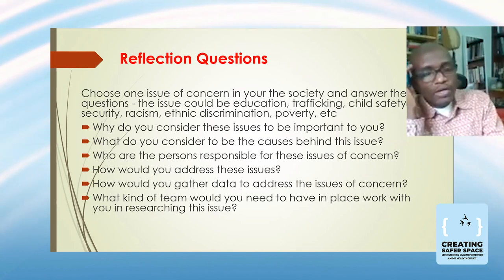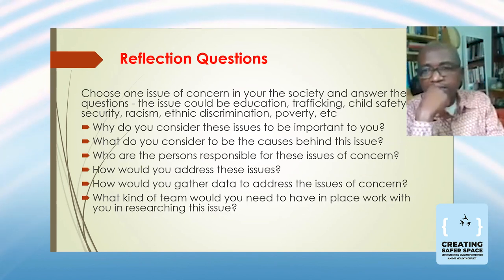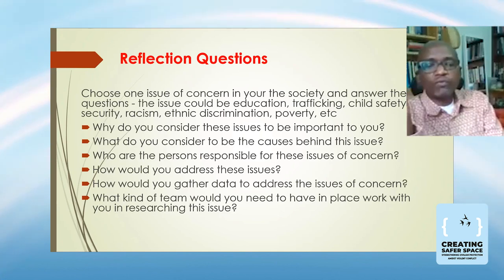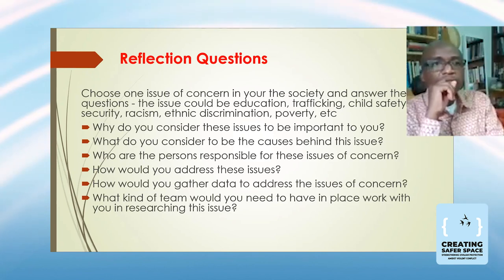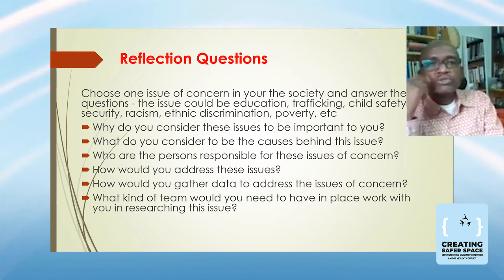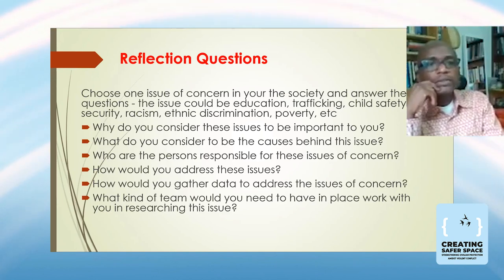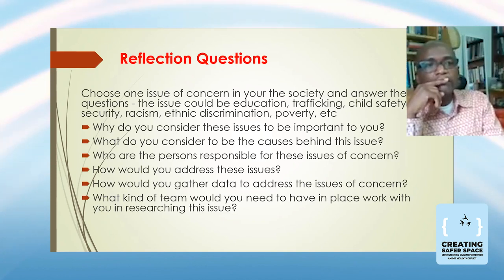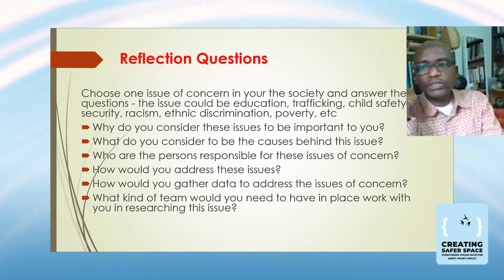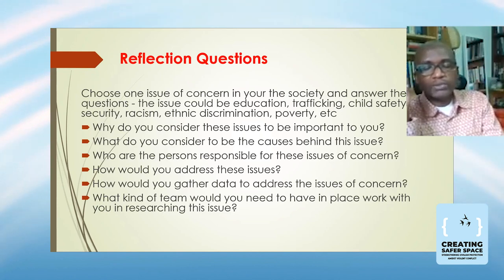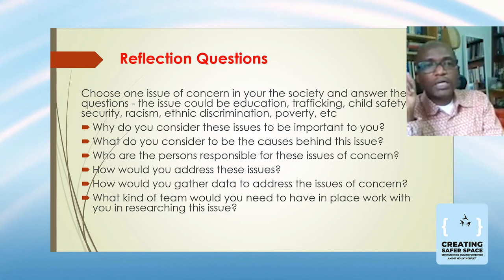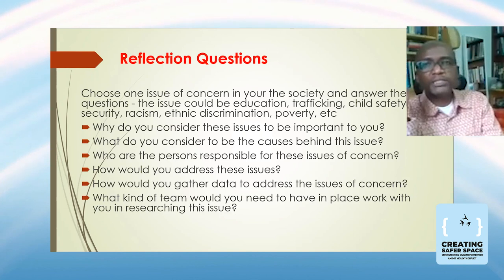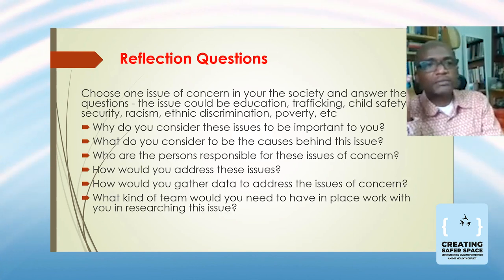I know I have just a few more minutes left, but I'd like to throw out these questions for reflection, in terms of thinking about our own society today and the key issues of concern for us today. What is ringing in your mind? So I'll ask you to think about this: choose one issue of concern in your society and answer the following questions. The issues could be on education, trafficking, child safety, racism, ethnic discrimination, poverty, and so on.